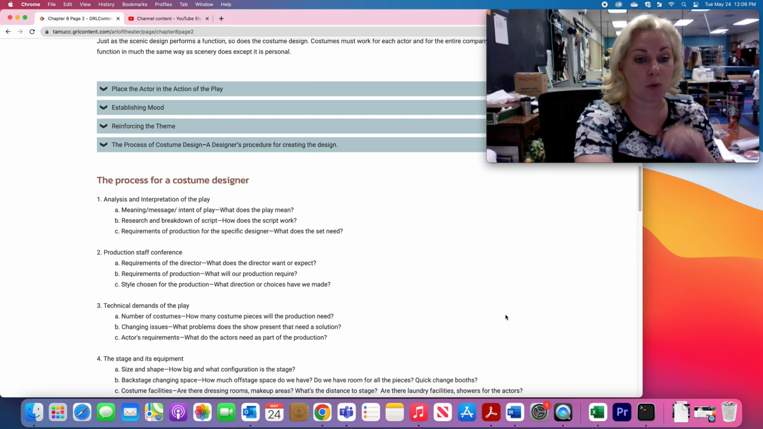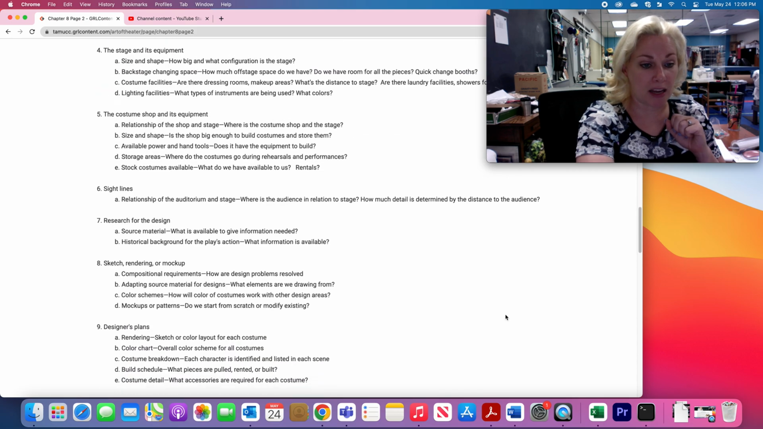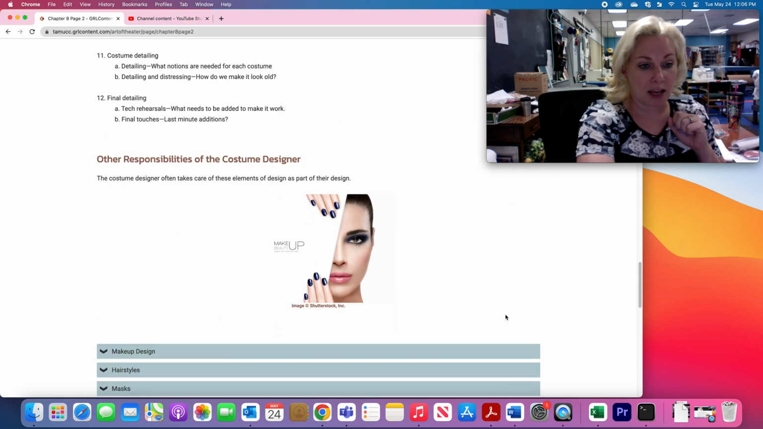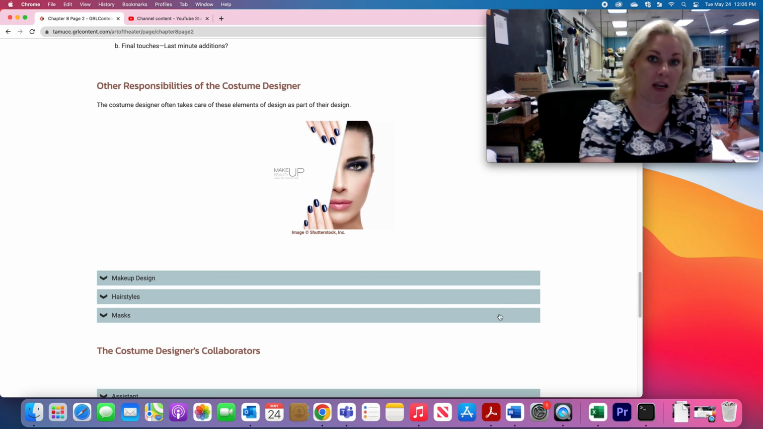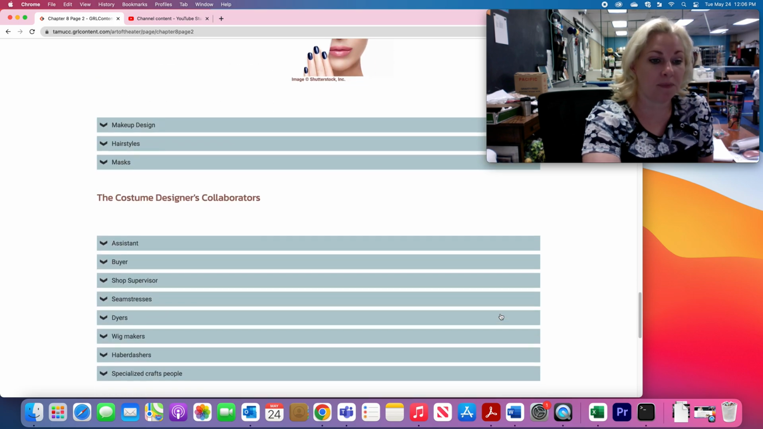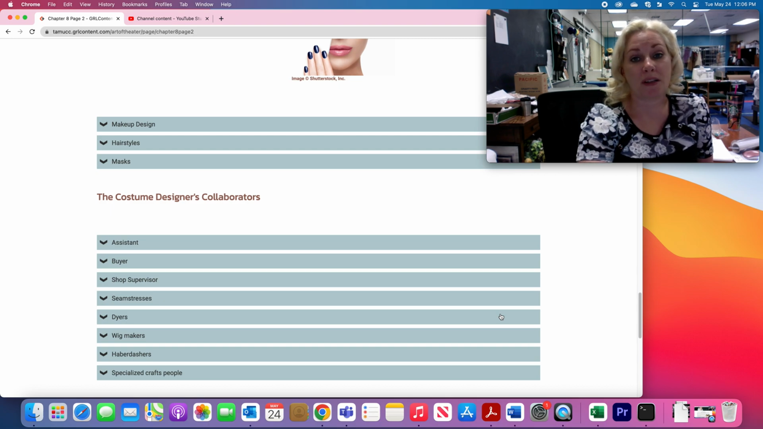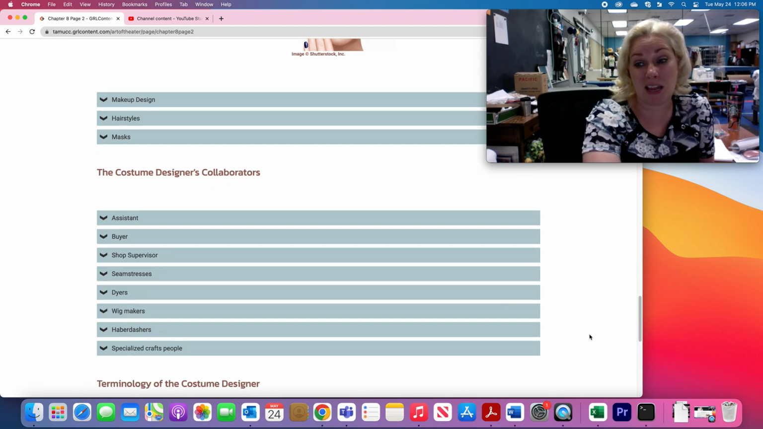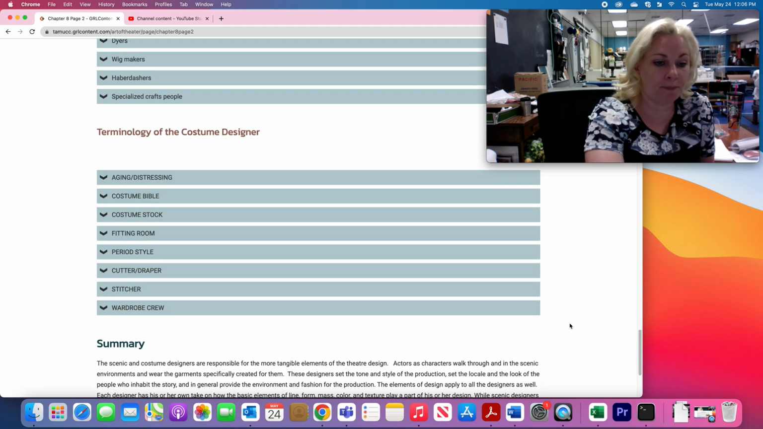Okay, some more things here. Won't insult your intelligence, but these are things that the costume designer has to think about. Great place for you to come back and refer to during your critique. All right. Makeup, hairstyles, masks. Those usually fall under the responsibility of the costumer as well. And here are some of the collaborators you have to deal with. So, shop supervisor, that's me. You've got to buy, you've got to get things dry cleaned afterwards, learn about specialty crafts when you've got something that maybe has to be specially made that you don't deal with all the time. Bring in somebody with that knowledge. Some good terminology here for you to be familiar with. Go through that and take a look.